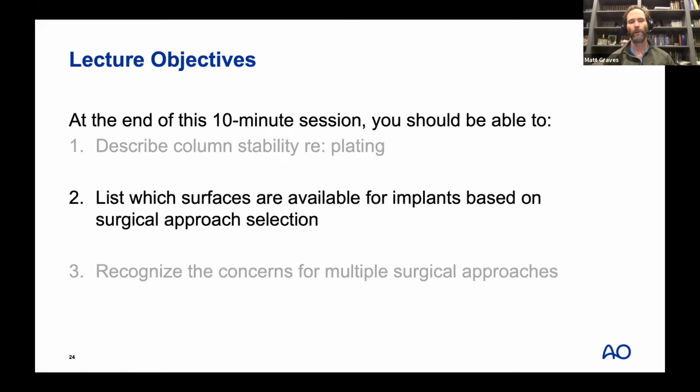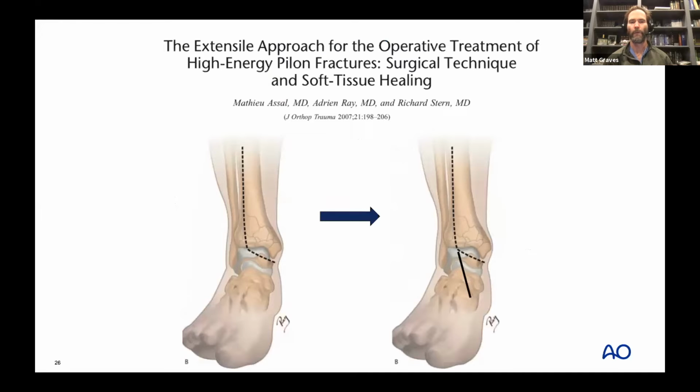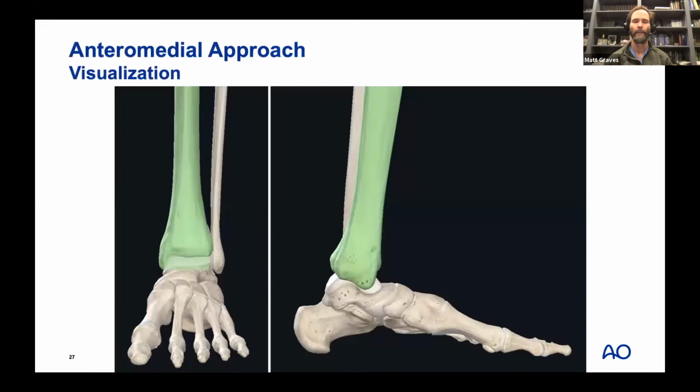So I'm going to quickly go over which surfaces are available for implants based on your surgical approach selection. I put articles here for you to go back through this and look up in your spare time. If you want to look up better surgical exposure articles, I'm going to do this through cases. And so we're going to talk initially about the anteromedial surgical exposure, which is medial to the anterior compartment. There's a nice article on this, which goes over the conventional anteromedial approach and the modified anteromedial approach that you see there on the right-hand side of the screen. It gives you remarkable exposure. It is extensile proximally. You can see the entirety of the joint.